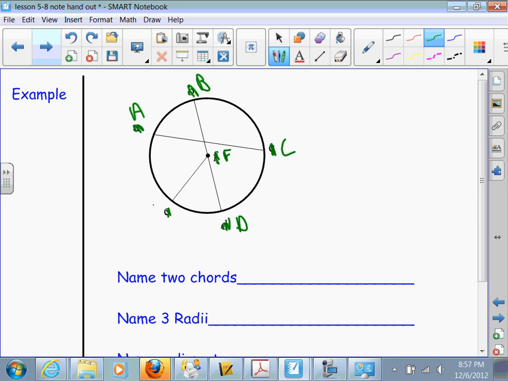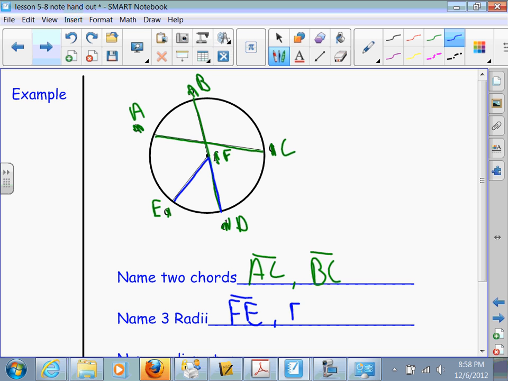D, E. Okay, so name two chords. Well, chords are line segments that have their endpoints on the circle, so I can say chord AC. I could also say chord BD. Then it says name three radii. Well, I have a radius here, FE. I have a radius here, FD, and I have a radius here, FB.